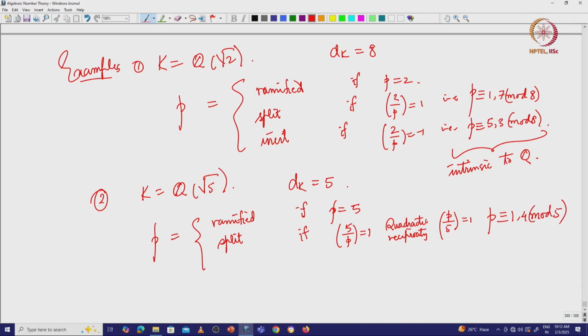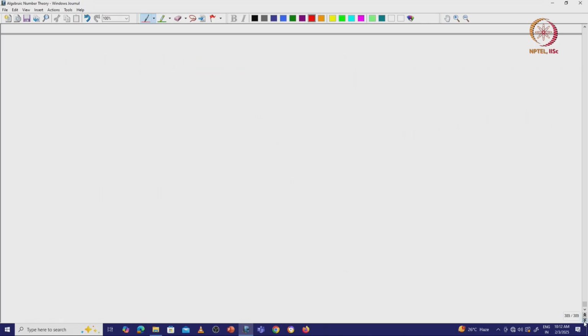So again you get information about the splitting behavior of the prime in terms of a congruence. Okay. And of course, you can keep going. So let's look at one more example for today. K is Q(√-5).